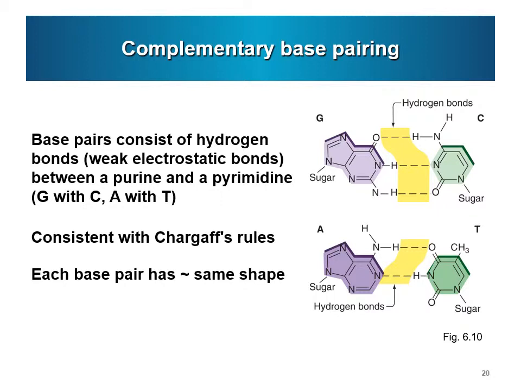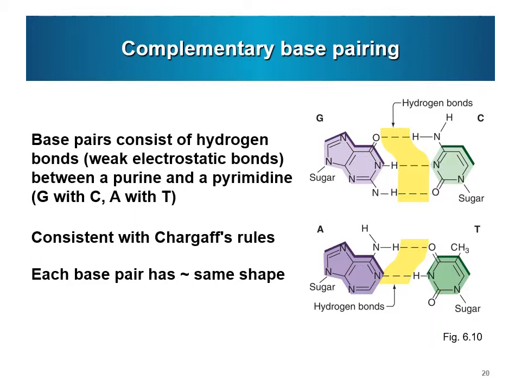And here is the graphical representation of the complementary base pairing. As we have talked again during our first class, there are hydrogen bonds that are keeping the two bases together. Base pairs consist of hydrogen bonds, which are weak electrostatic bonds, and they appear between purine and pyrimidine, for example, guanine with cytosine and adenine with thymine.